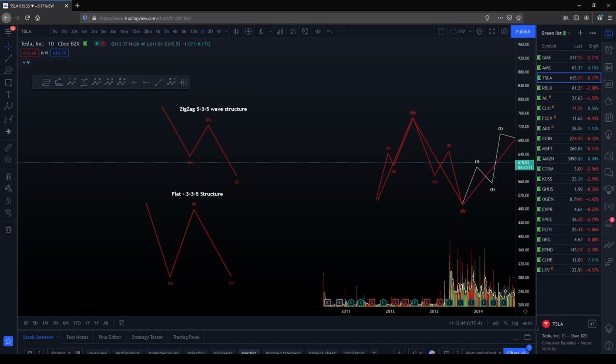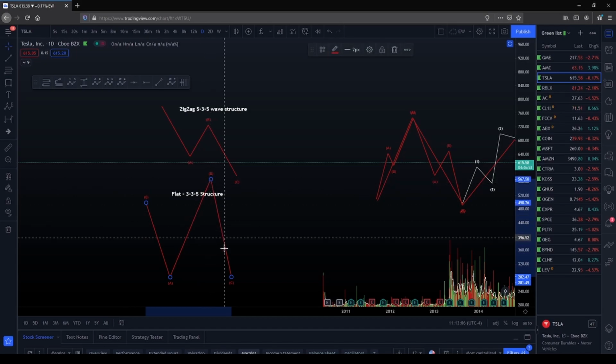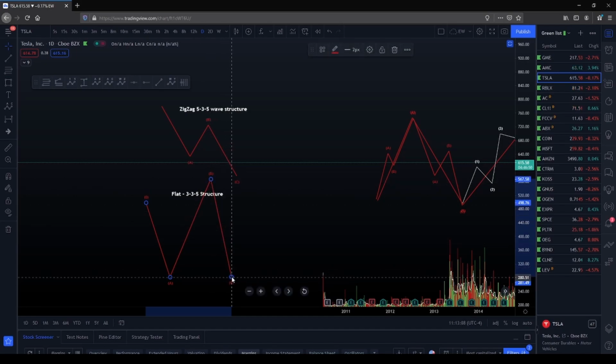Next rule is wave C must be less than twice the longest of waves A and B. So if wave A is longer, wave C has to be less than wave A. If wave B is longer, then wave C has to be less than wave B.